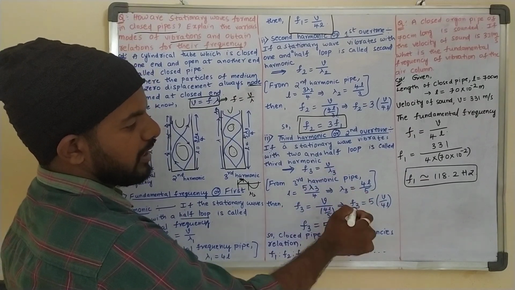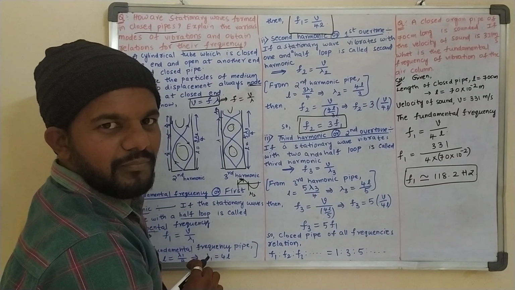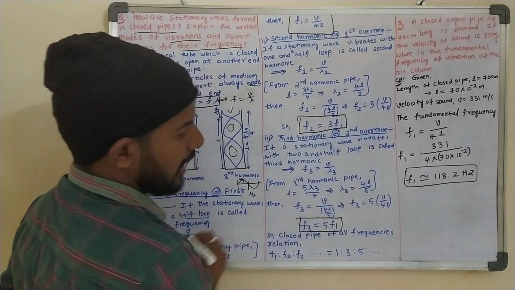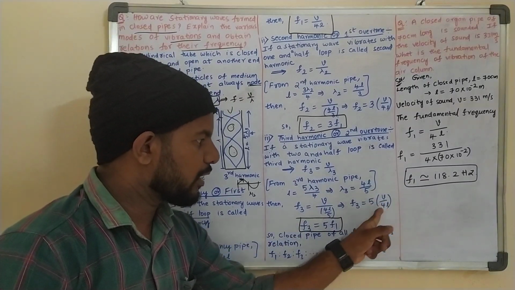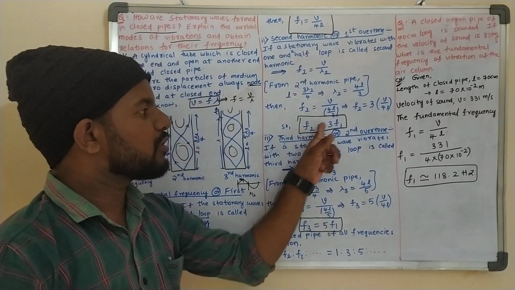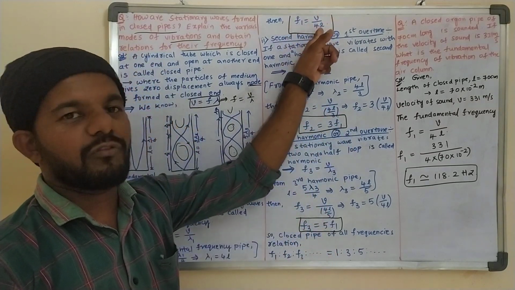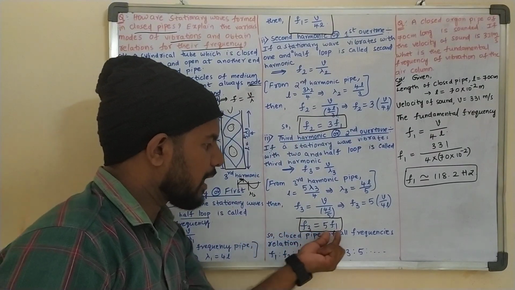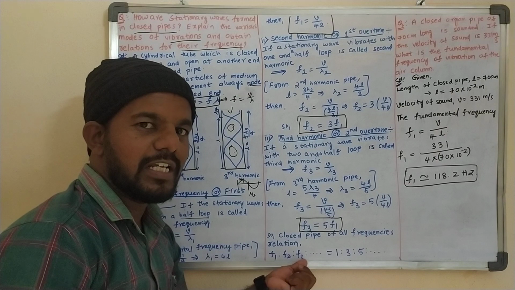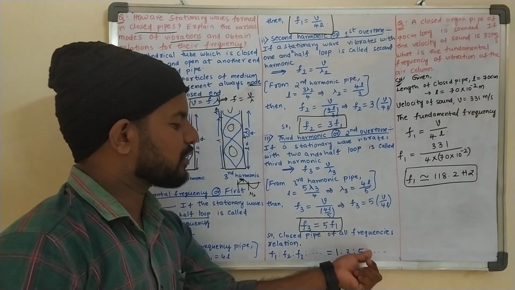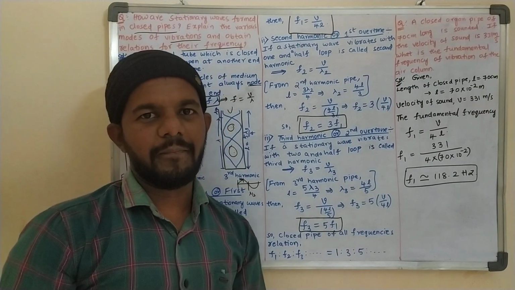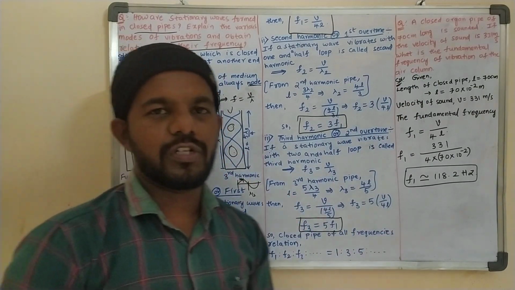This I am substituting here, then we are getting this one. So with these three, V by 4L is nothing but F1. So F3 is equal to 5F1, F2 is equal to 3F1, and F1 is equal to V by 4L. So the relation of all frequencies of a closed pipe is F1 is to F2 is to F3 is equal to 1 is to 3 is to 5 is to 7 is to 9 and so on. We get odd numbers. So this is the end of closed pipe.